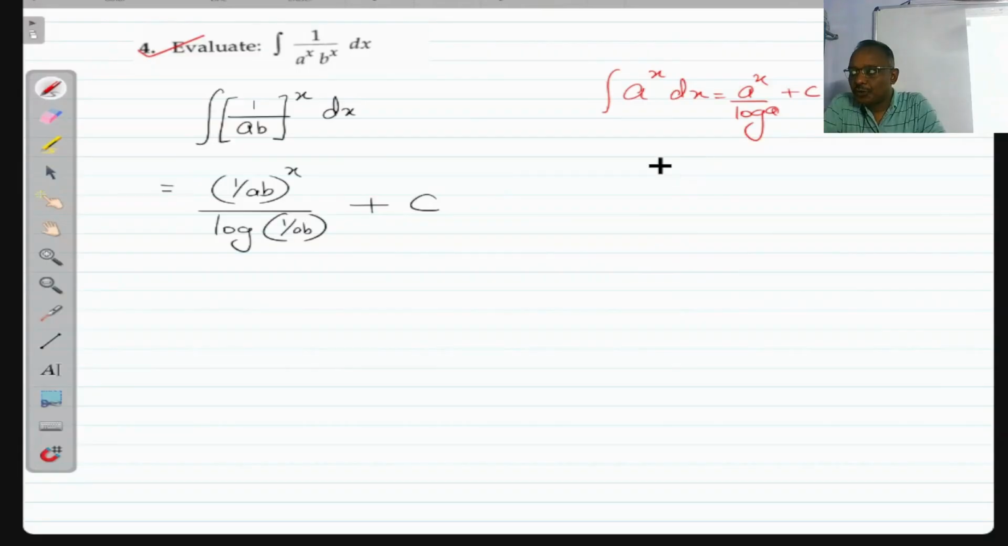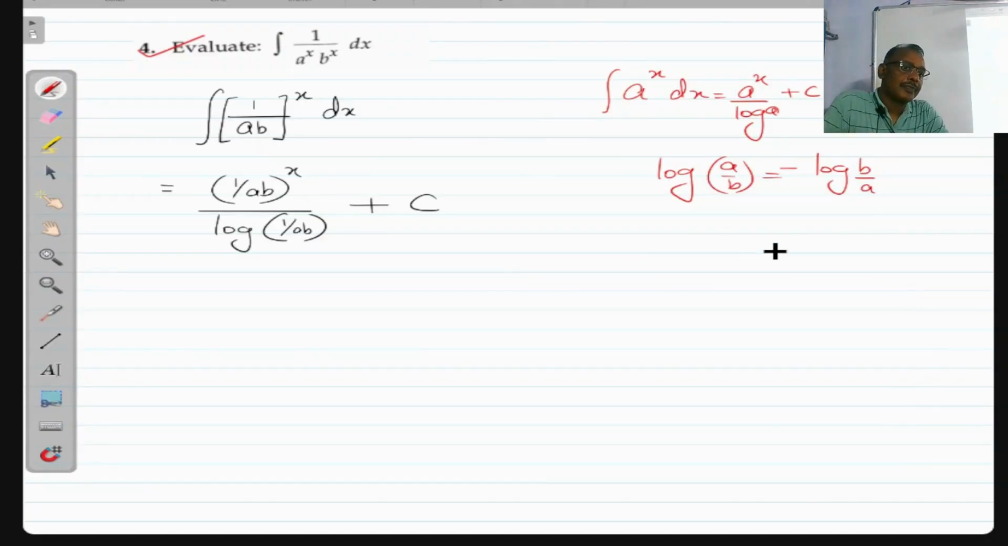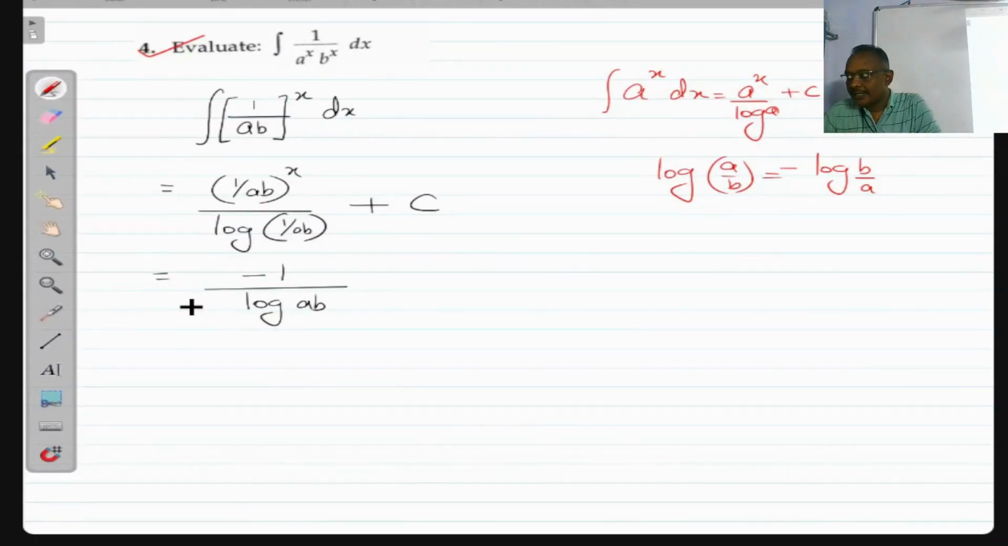Whenever you wish to reciprocate inside a log, it's very simple, take out a negative. a by b is b by a to the power minus 1, think of it like that. So log of 1 by ab, I want to take out one negative so that it becomes log ab, it's more beautiful. So it becomes minus 1 and this is ab to the power x.